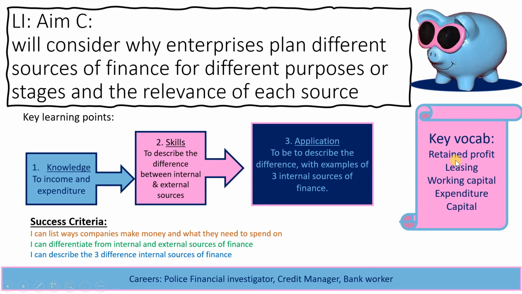Vocabulary in this lesson is retained profit, leasing, working capital, expenditure, and making sure you know the word capital. To make sure you completed the lesson, the success criteria is making sure you can list ways a company can make money and what they need to spend on, differentiate between internal and external sources, and being able to describe 3 different internal sources of finance. In fact, they're the main 3. And some finance careers at the bottom: a police financial investigator, credit manager, and bank worker.